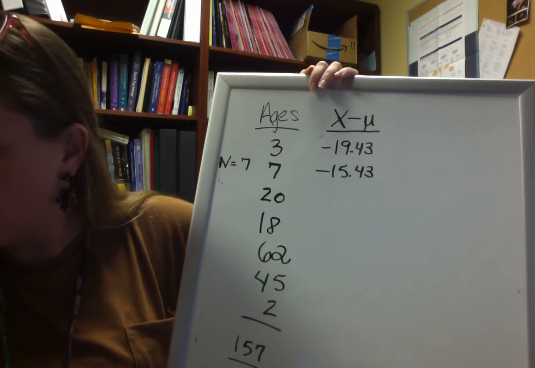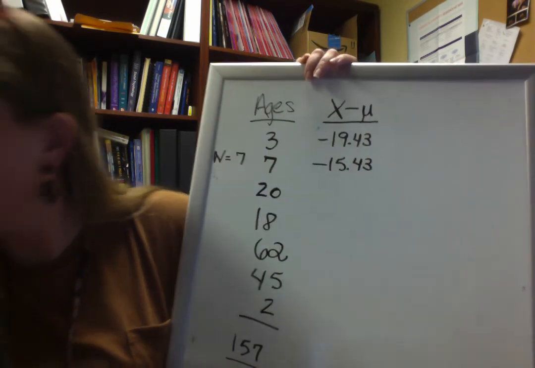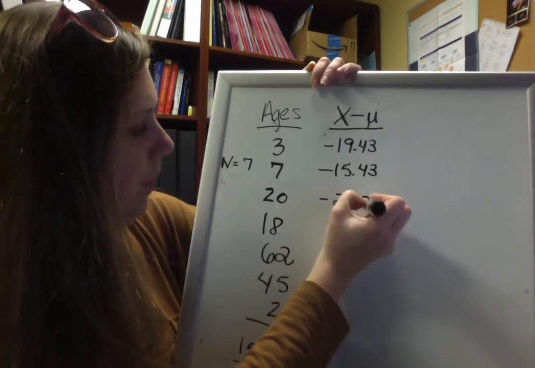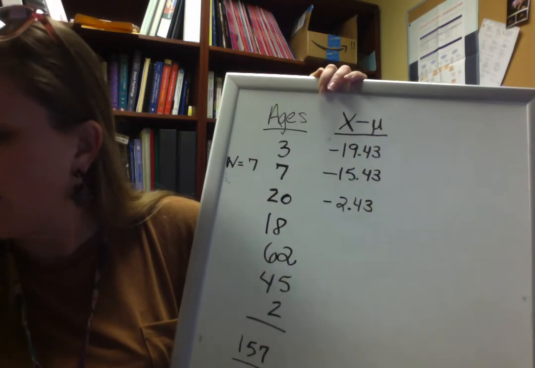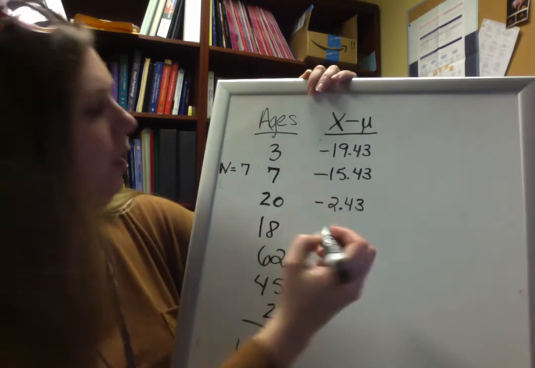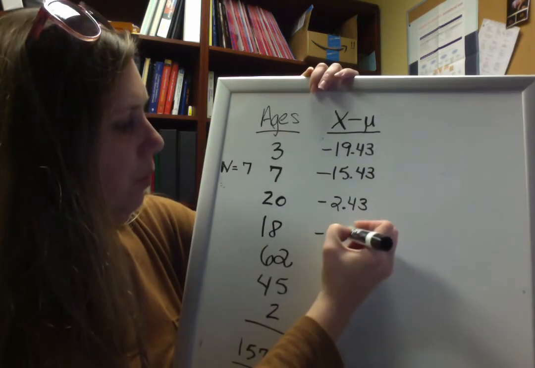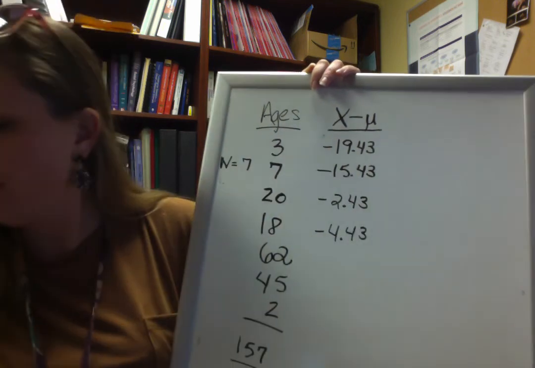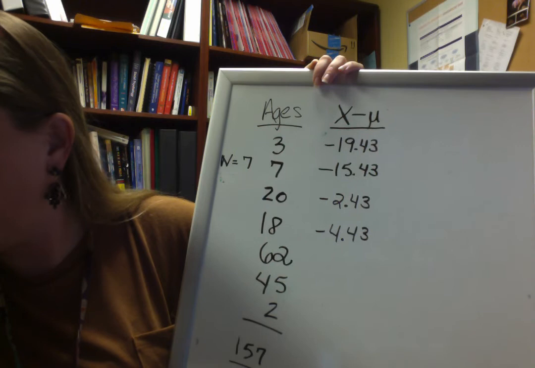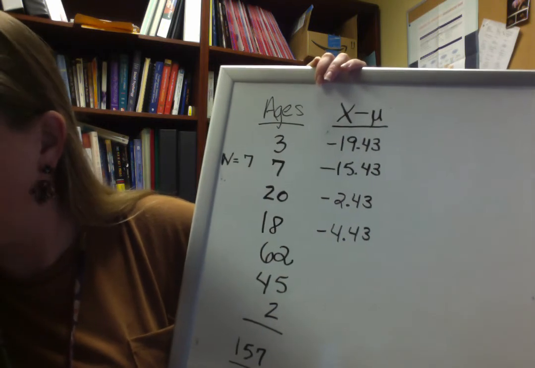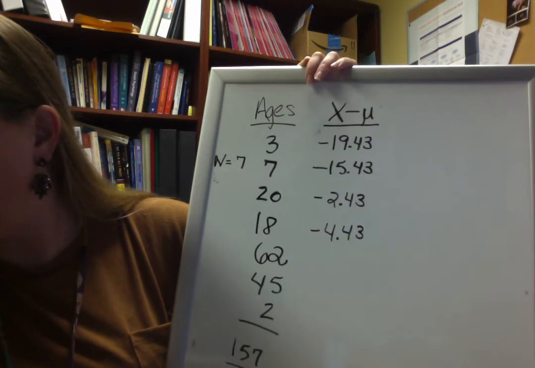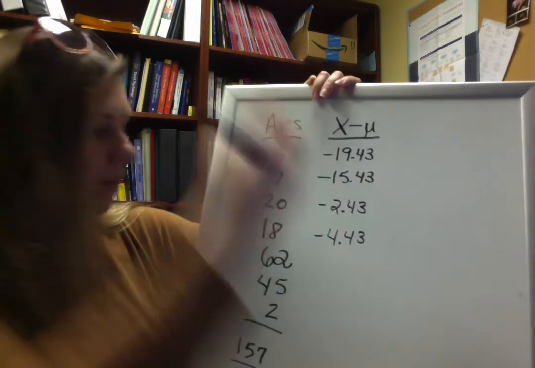20 minus 22.43 equals negative 2.43. 18 minus 22.43 equals negative 4.43. 62 minus 22.43 equals 39.57.